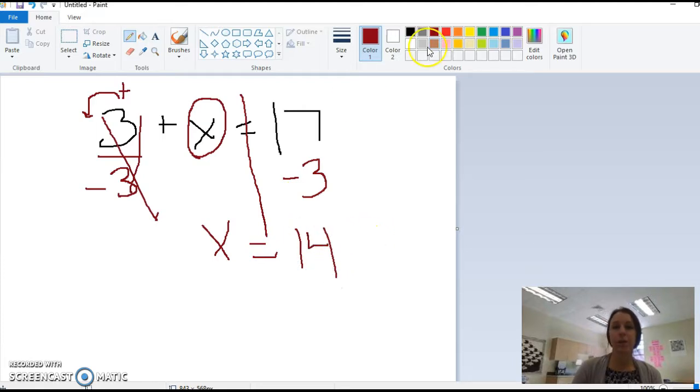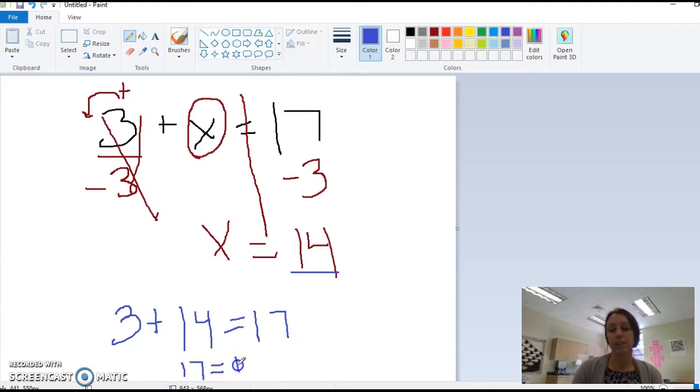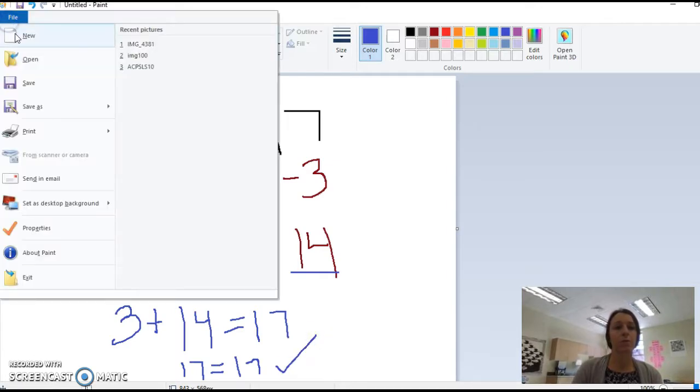So that's our answer. Now on the check part of it, let's go ahead and check. We're going to take 3. We're going to add to it x. Well, we just found out that we think x equals 14. And say, well, does that equal 17? And 3 plus 14 is 17. So 17 does equal 17. We got it right. Onward we move. Let's keep going.